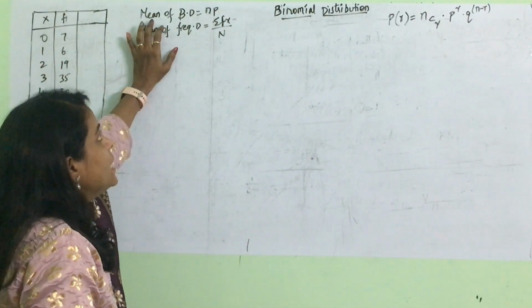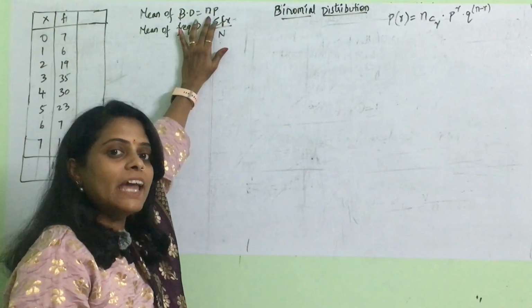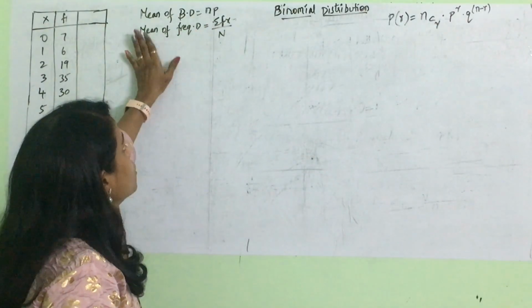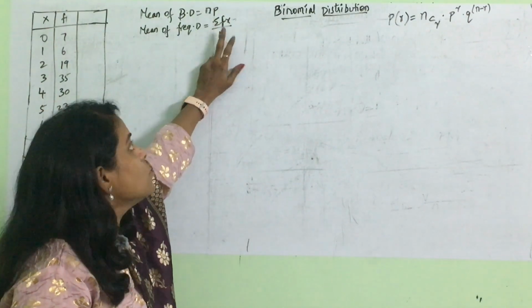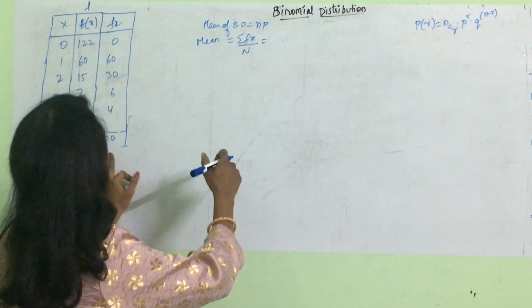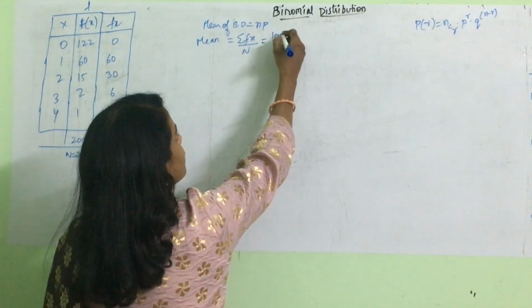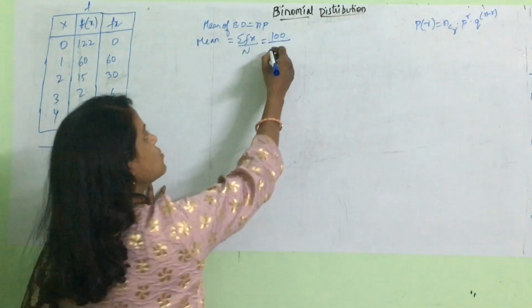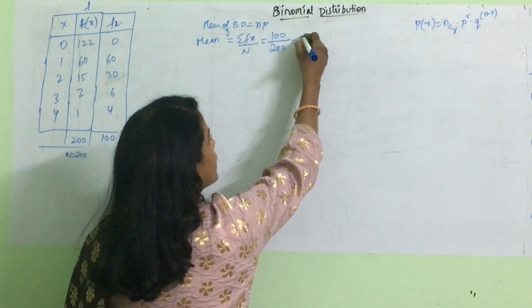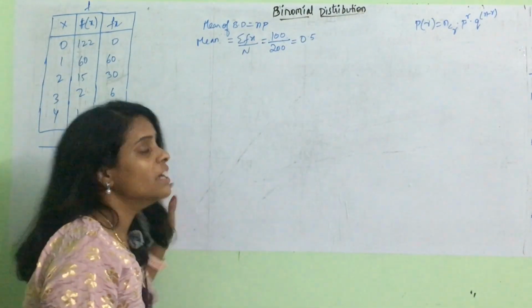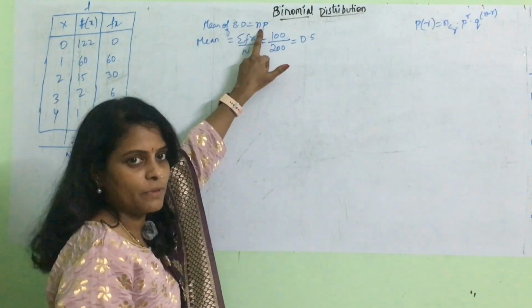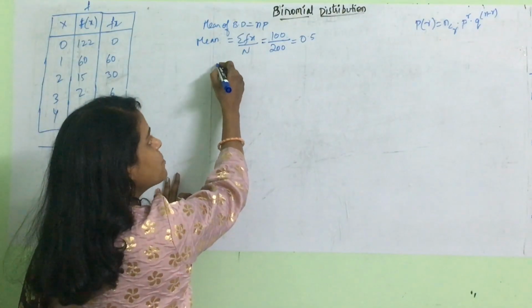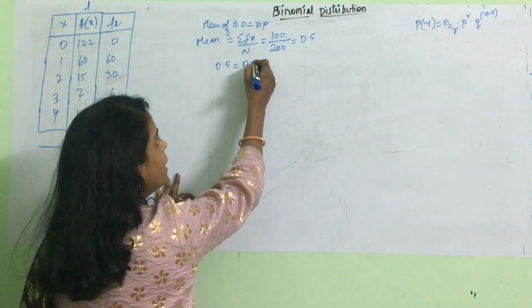Okay. So the mean of a binomial distribution is given by N into P, and the mean of the frequency distribution is given by, we all know, X bar equals sigma fx by N. Sigma fx is 100, what is the N value? N value is 200. So 100 by 200, that is 0.5. Now, as we got the mean value as 0.5, substitute that in this first equation. Mean of a binomial distribution, that is 0.5 equals N into P.